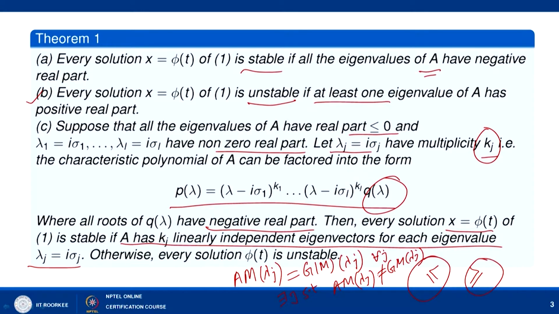So, this is the content of this theorem. In fact, the stability of any solution of x dash equal to Ax now depends purely on the behavior of the eigenvalues of the coefficient matrix A. That gives a very important result in terms of the eigenvalues of the coefficient matrix. Now, let us try to prove this. First, let us prove the first part A, where all the eigenvalues have negative real part.